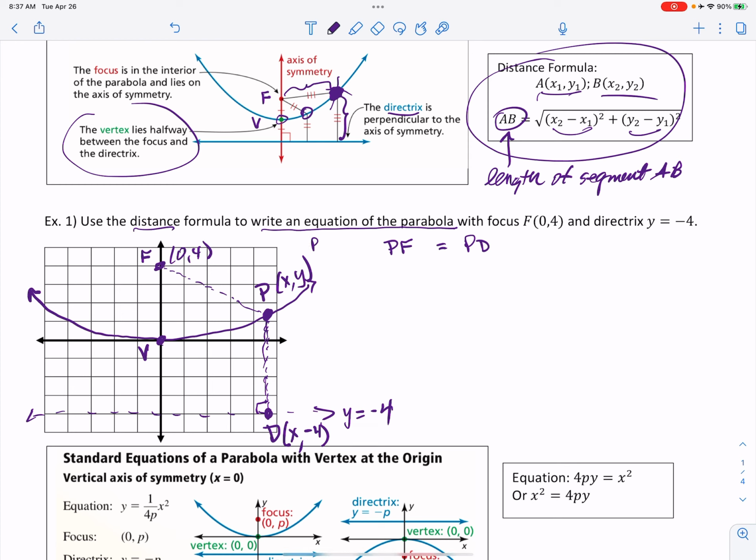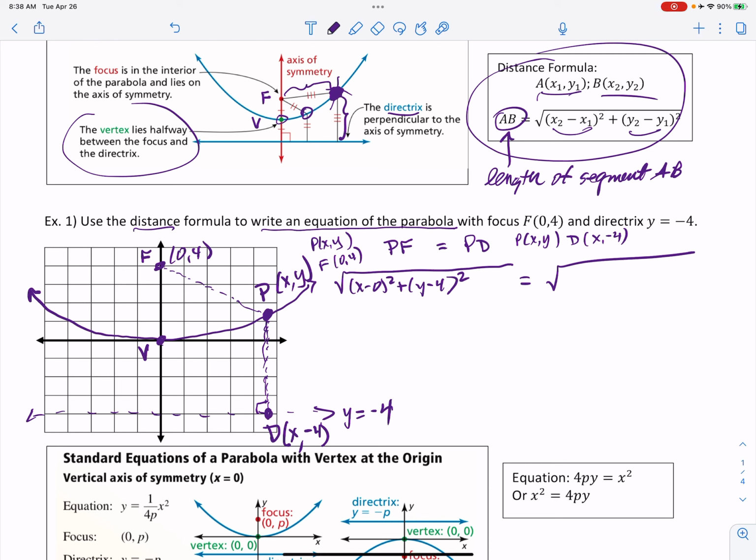Now, for P, it's (x, y), and for F, it is (0, 4). So the distance on that, I'm going to do x minus 0 squared plus y minus 4 squared. And that has to equal, over here, again the point (x, y), and then D is (x, -4). So if I do x minus x squared plus y, it'll be plus 4 if I subtract, squared.